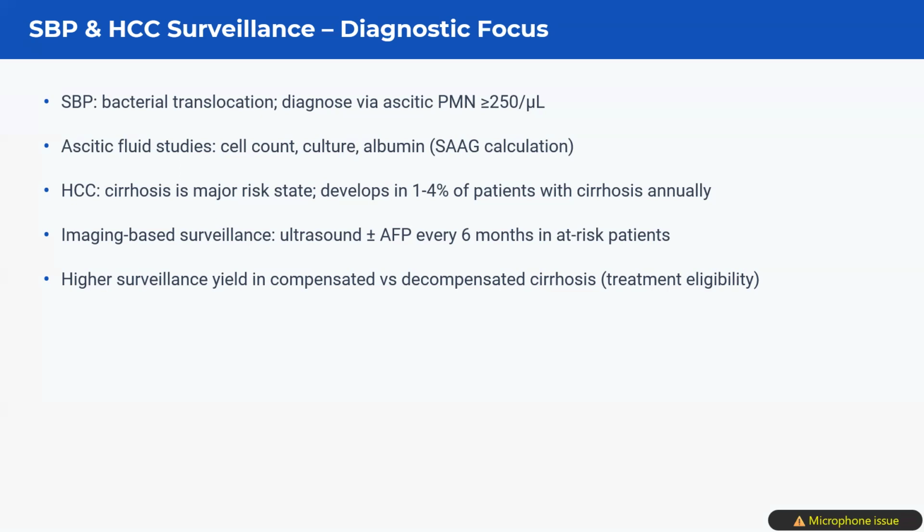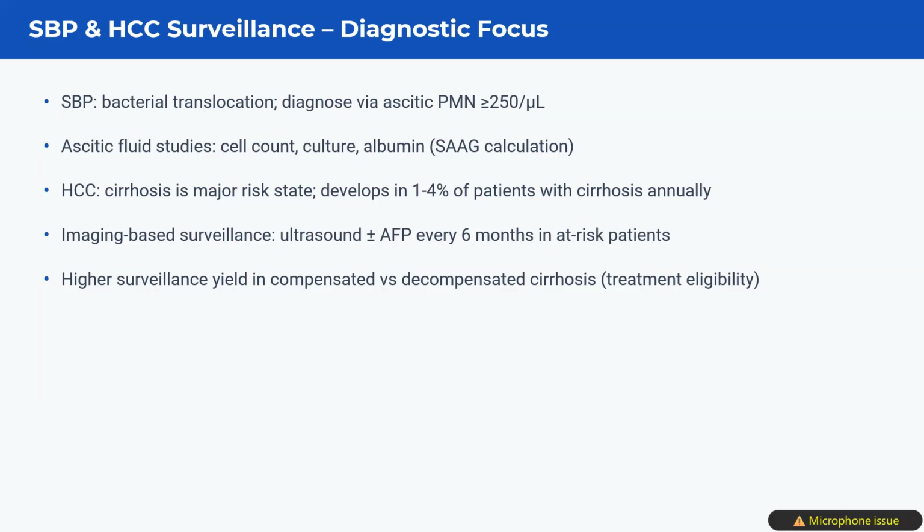So when you do an ascites tap, what you want to do is screen for this. You always want to do a cell count and a culture. And you also want to check albumin level, because this cluster of testing will help confirm that the ascites is portal hypertensive in origin. And this spontaneous bacterial peritonitis can present without fever, without pain, and sometimes only as encephalopathy.